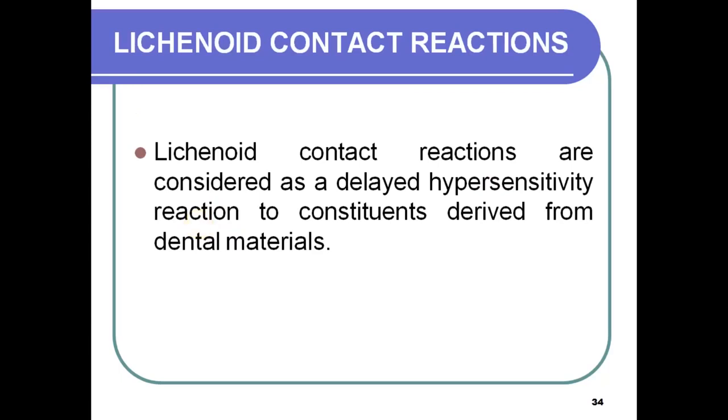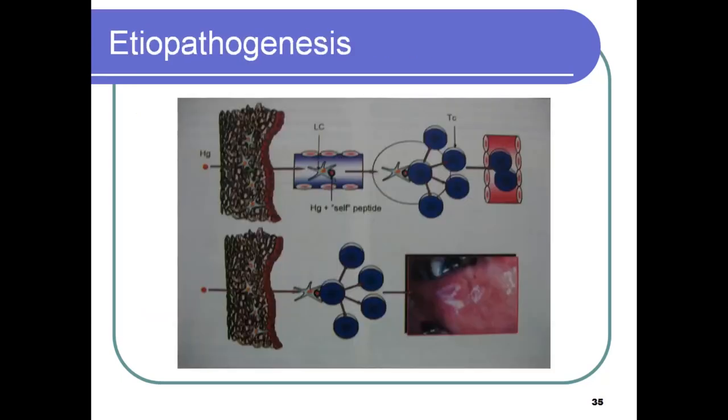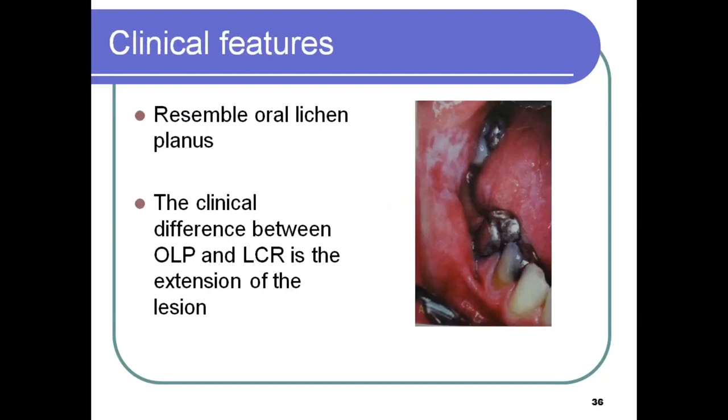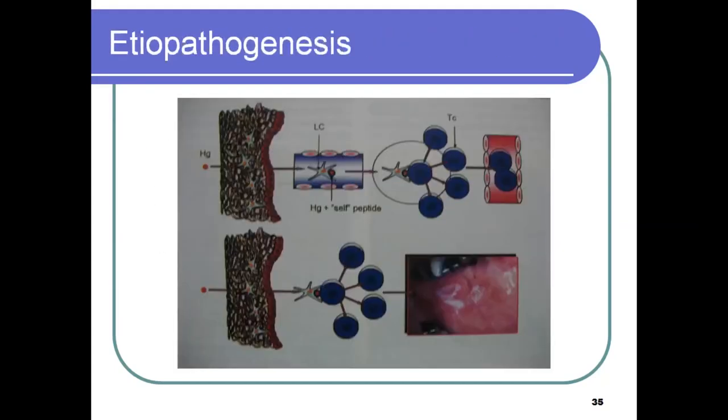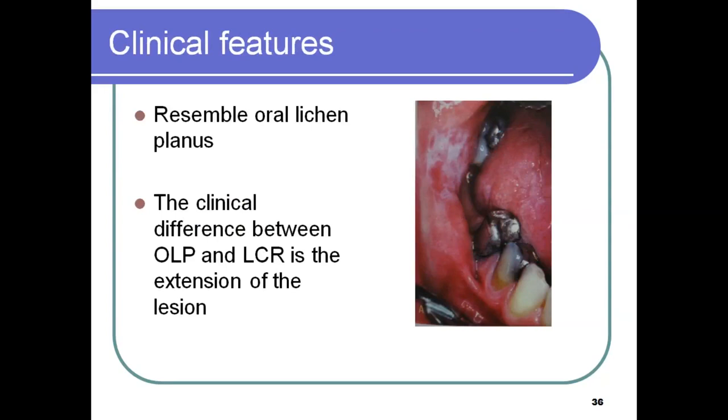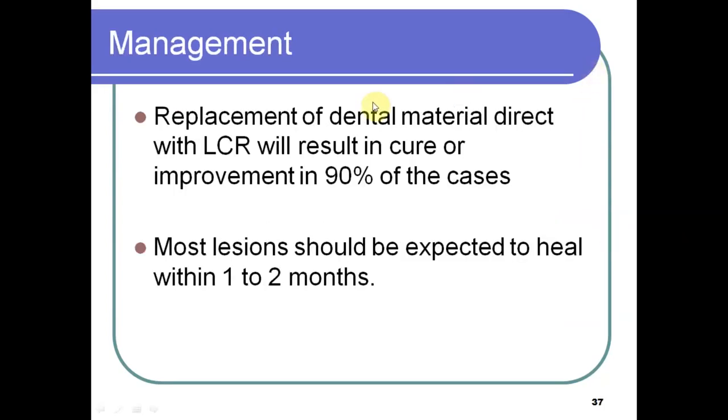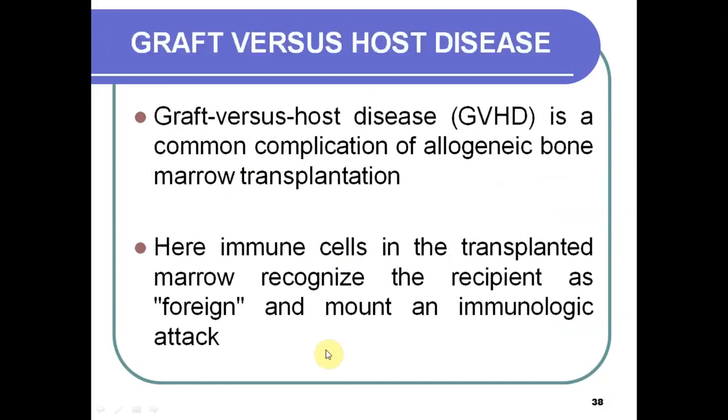Lichenoid contact reactions are considered a delayed hypersensitivity reaction to constituents derived from dental materials. So the etiopathogenesis is almost the same as the previous lichenoid drug reaction, and it also resembles oral lichen planus. The clinical difference between oral lichen planus and lichenoid contact reaction is the extension of the lesion. Okay, and management is replacing the dental material, which will result in cure or improvement in most cases, and most lesions should be expected to heal within 1 or 2 months.